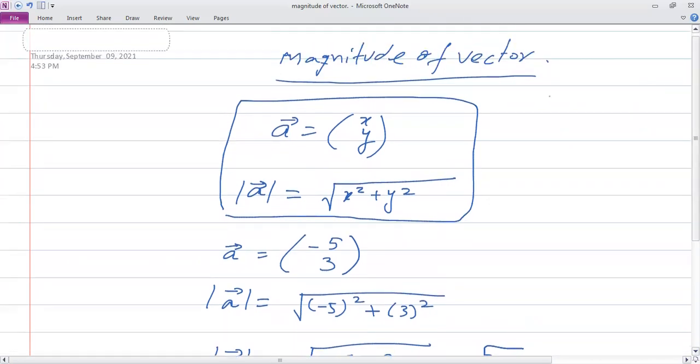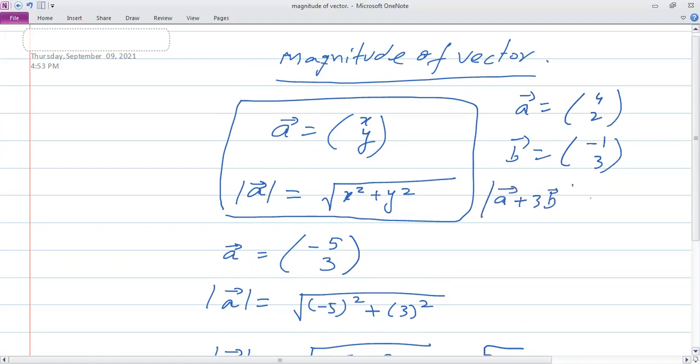Okay, let's take an example here. Suppose vector A is 4, 2, and vector B is minus 1, 3. You are asked to find the magnitude of A plus 3B. Yes, magnitude tells us the distance, the size of the vector. When we say magnitude, it tells us the size of the vector.